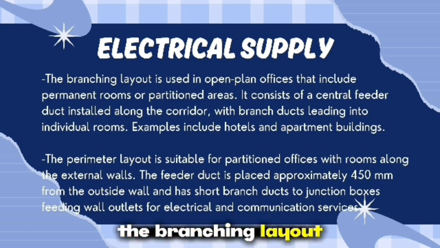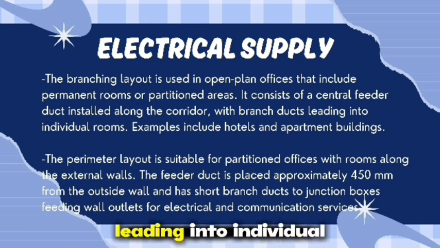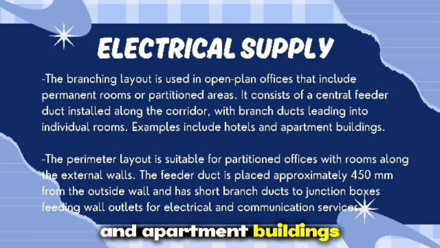The branching layout is used in open plan offices that include permanent rooms or partition areas. It consists of a central feeder duct installed along the corridor with branch ducts leading into individual rooms. Examples include hotels and apartment buildings.